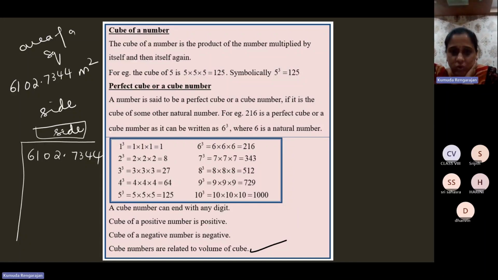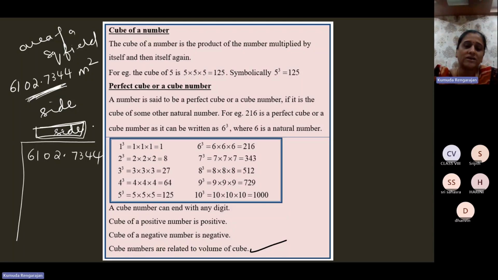So perfect squares or square numbers are related to area of a square. If you have a question like this, the area of a square field is 6102.7344 meters square, find the side of the field, you just have to find the square root of the area value given. What you get here in the quotient is the side of the square field.